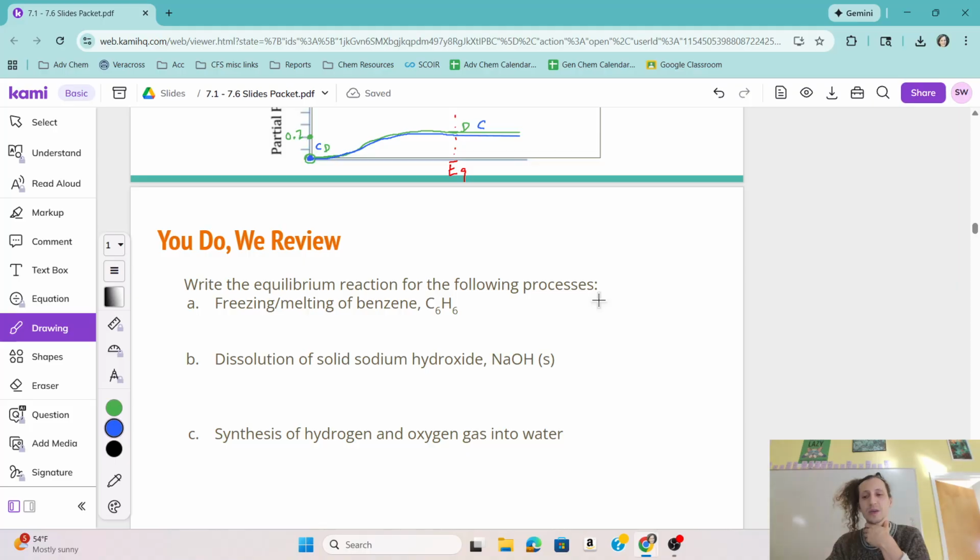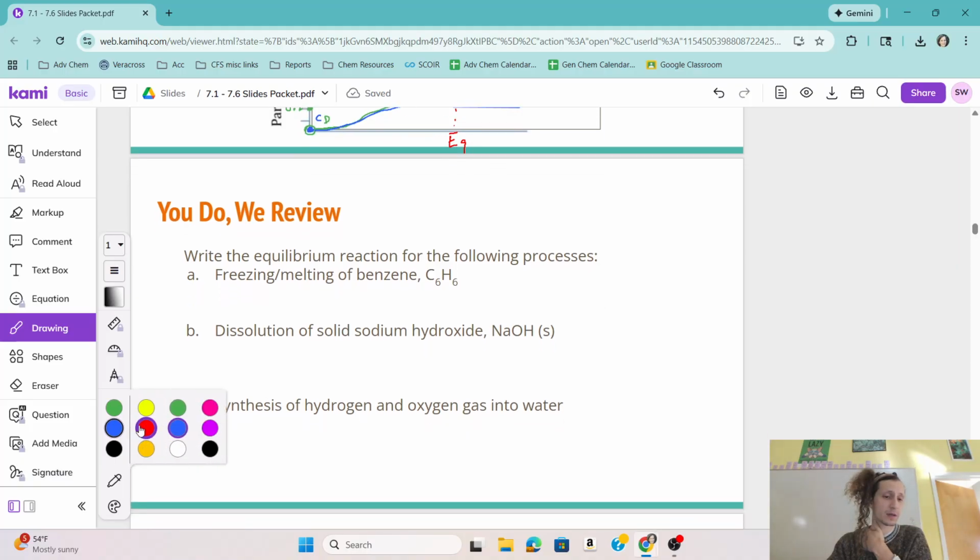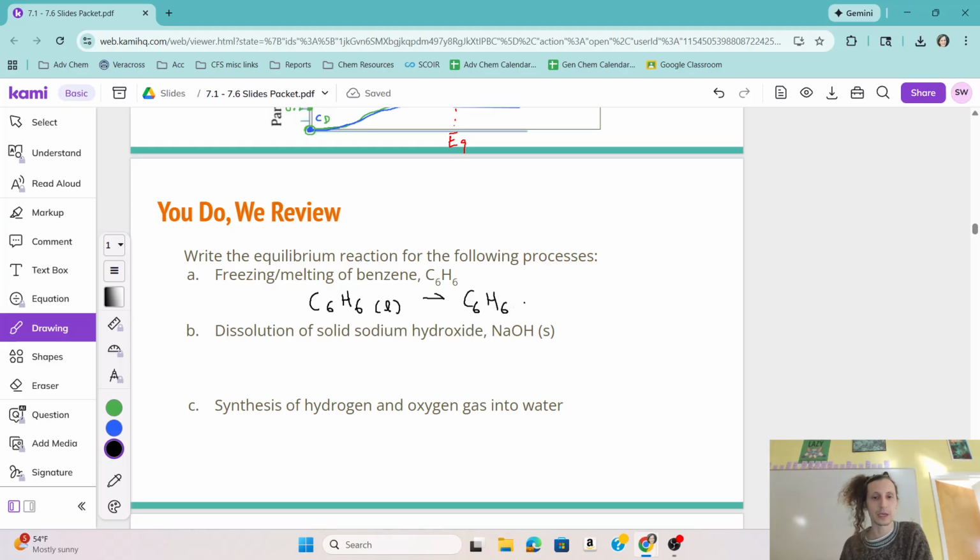Okay, this is a pretty straightforward set of questions. Write the equilibrium reaction. So freezing and melting, that means we're going from a liquid to a solid. Freezing, right? That's liquid turning into a solid, but we're also showing it as an equilibrium reaction where we're seeing the melting process occur too. So we put that reverse arrow.